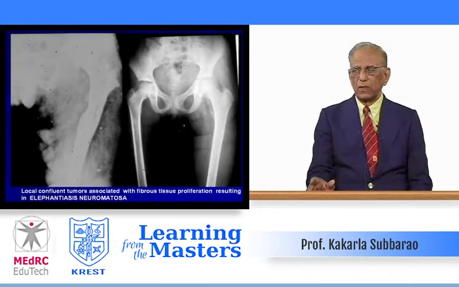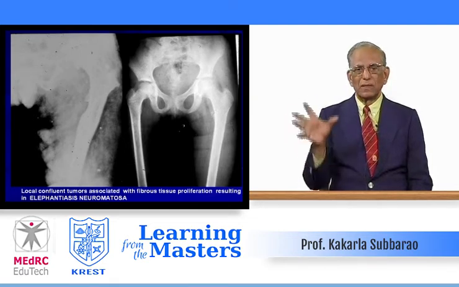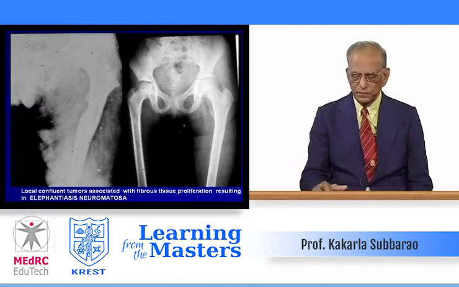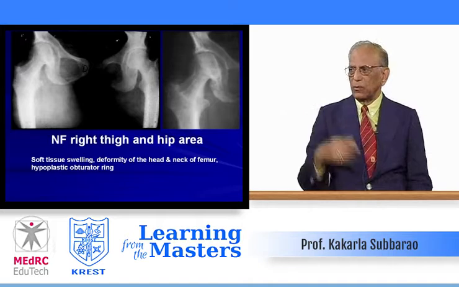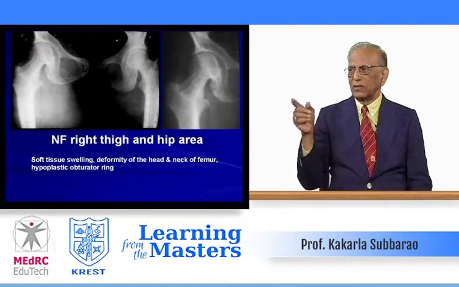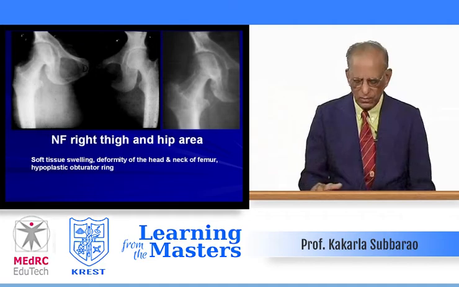Again, the one on your left shows diffuse proliferation of the skin called elephantiasis neuromatosa. Clinically, it looks like elephantiasis. And on your right, diffuse plexiform fibromatosis. Again, localized neurofibroma on the right thigh and hip area, soft tissue swelling, deformities of the head and neck, hypoplastic obturator ring, and streaky lines along the neck of the femur.